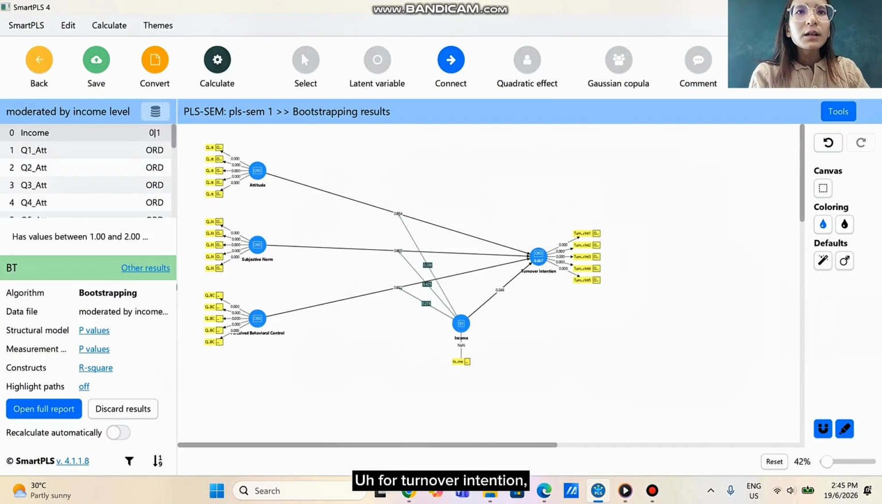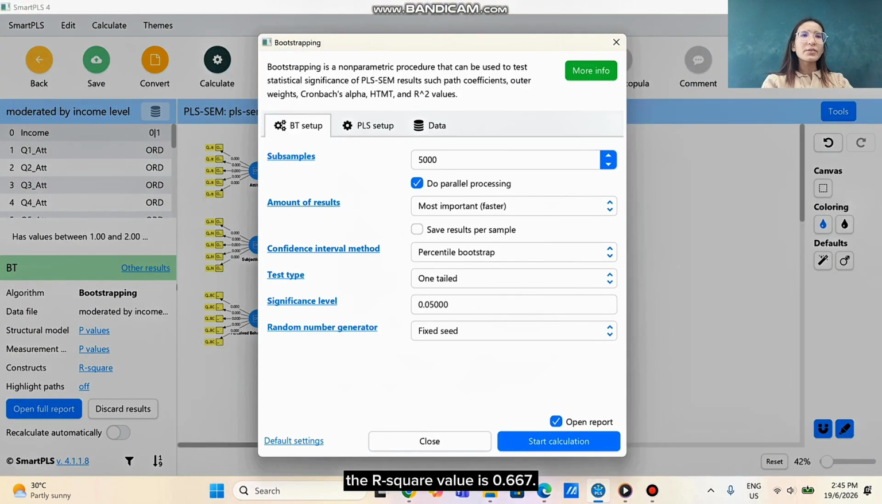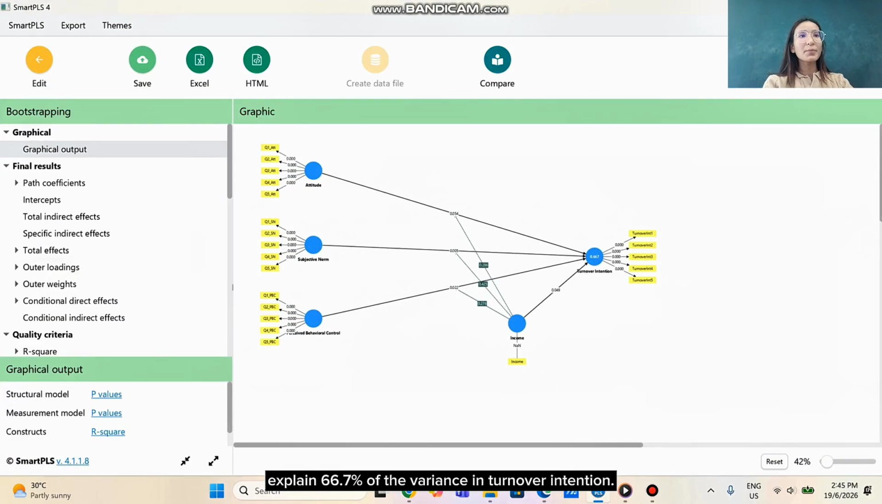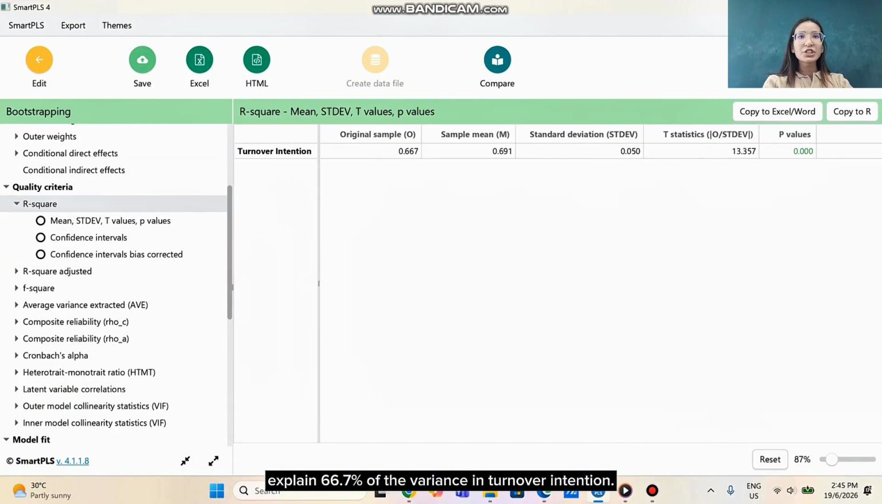For turnover intentions, the R-square value is 0.667. This means the attitude, subjective norms, perceived behavioral control, income, and interaction effects explain 66.7% of the variance in turnover intentions. In other words, 66.7% of the changes in turnover intentions can be explained by variables included in my model, while the remaining 33.3% may be explained by other factors that are not included in this study.